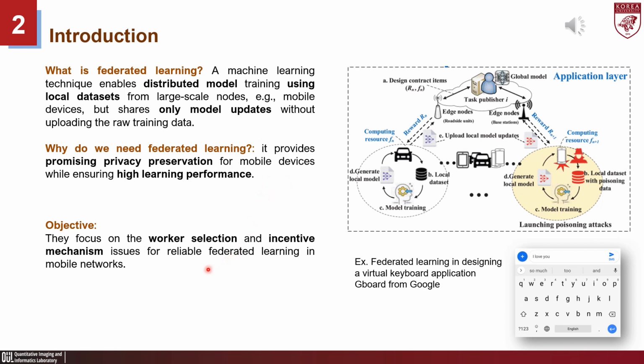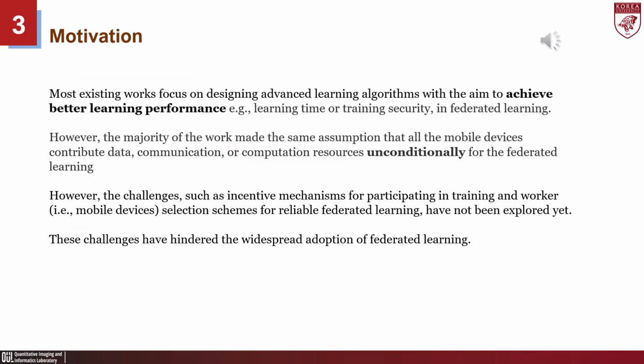Objective of the work: they focus on the worker selection and incentive mechanism issue for reliable federated learning in mobile networks. About the motivation for the work, most existing works focus on designing advanced learning algorithms with the aim of achieving better learning performance, learning time, or training security in federated learning.